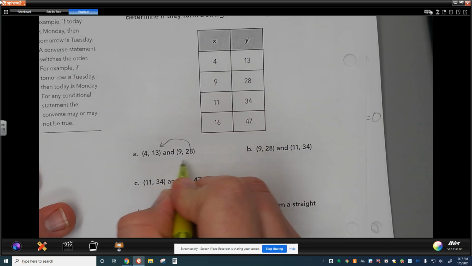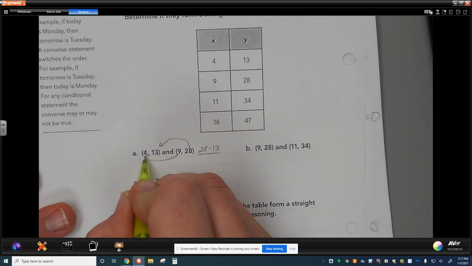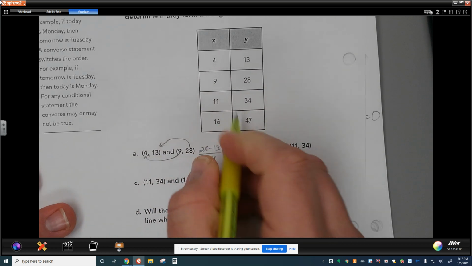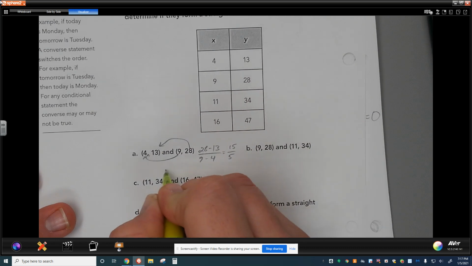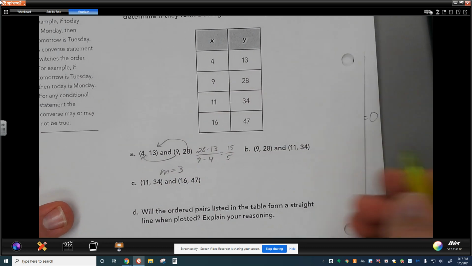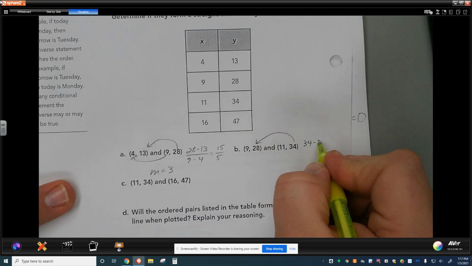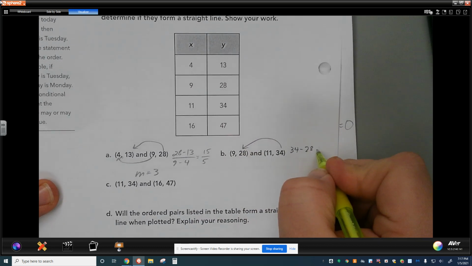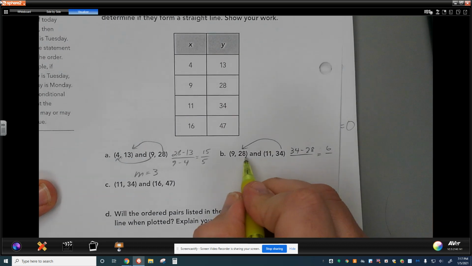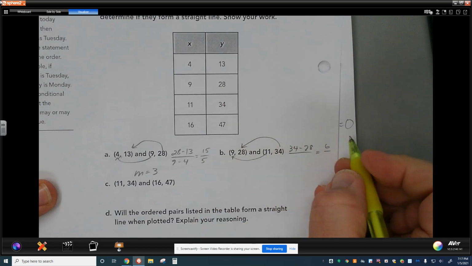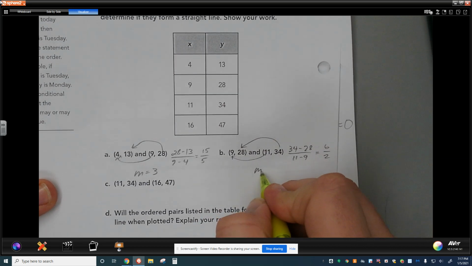We're going to go ahead and go like this. 28 minus 13 divided by 9 minus 4. 28 minus 13 is 15, divided by 9 minus 4 is 5. This slope is equal to 3. Letter B, 34 minus 28 is going to equal 6. That's my change in y. And then my run, 11 minus 9, is 2. My slope is 3.